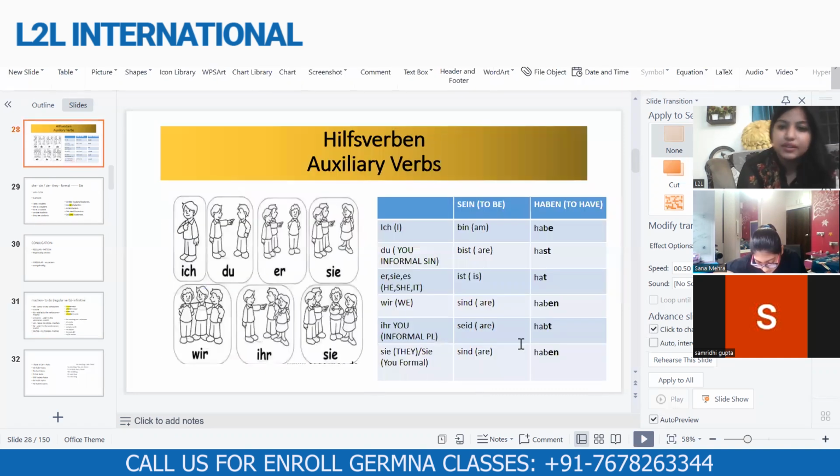Similarly, you have the list here. With ich, it's E. With du, it is st. With er, sie, es, it is t. With wir, it doesn't change. With ihr, it is t. And with sie and Sie, it is machen, it doesn't change.